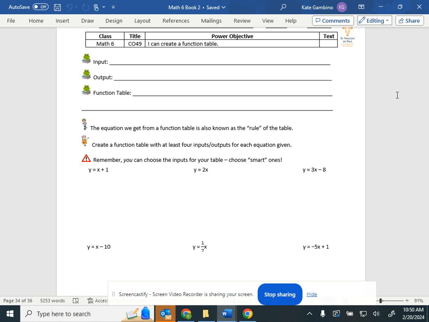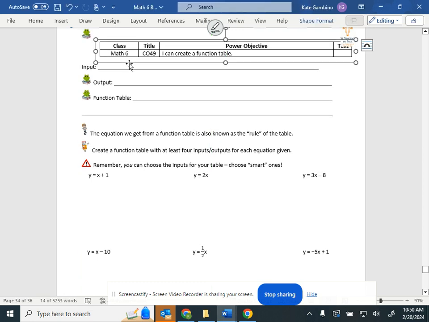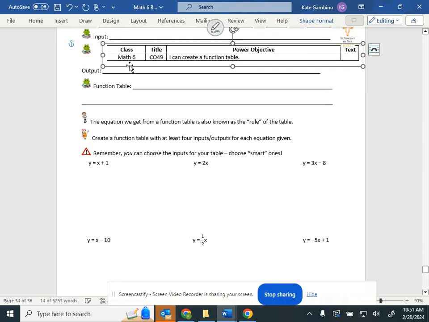I can create a function table. In a function table, we will have an input and an output. So our input in the function table is what, oh my goodness. And restarting my computer was supposed to solve everything, and it actually didn't.